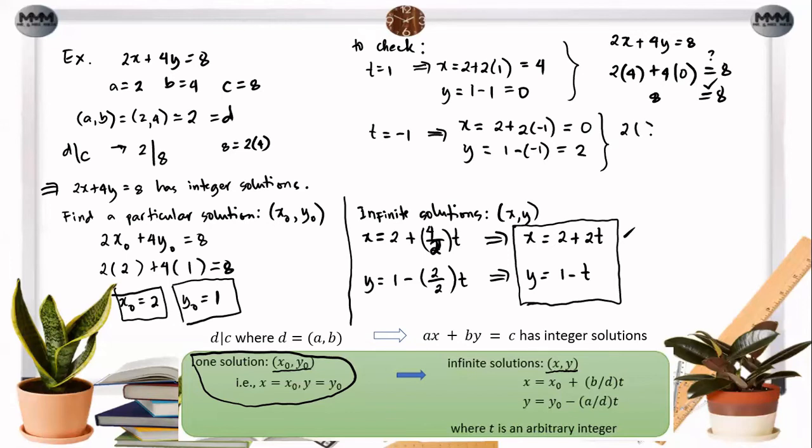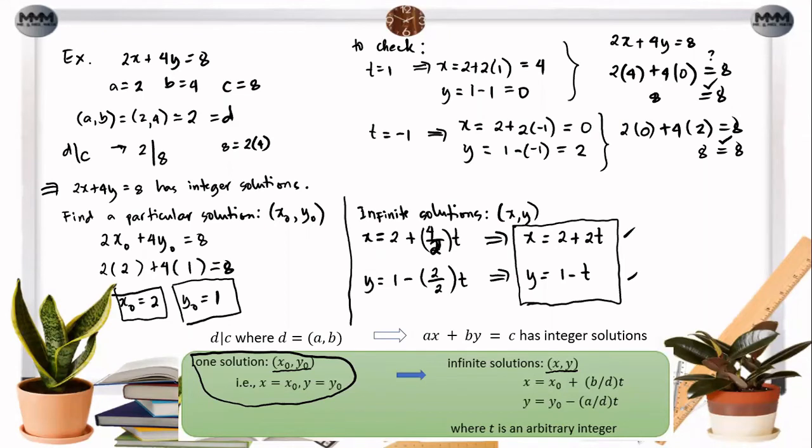So using these values, we check if they satisfy the Diophantine equation. We have 2 times our x, which is 0, plus 4 times our y, which is 2. So this is 0 plus 8 equals 8. So any integer value of t here will satisfy our linear Diophantine equation because we know that our solutions are correct.